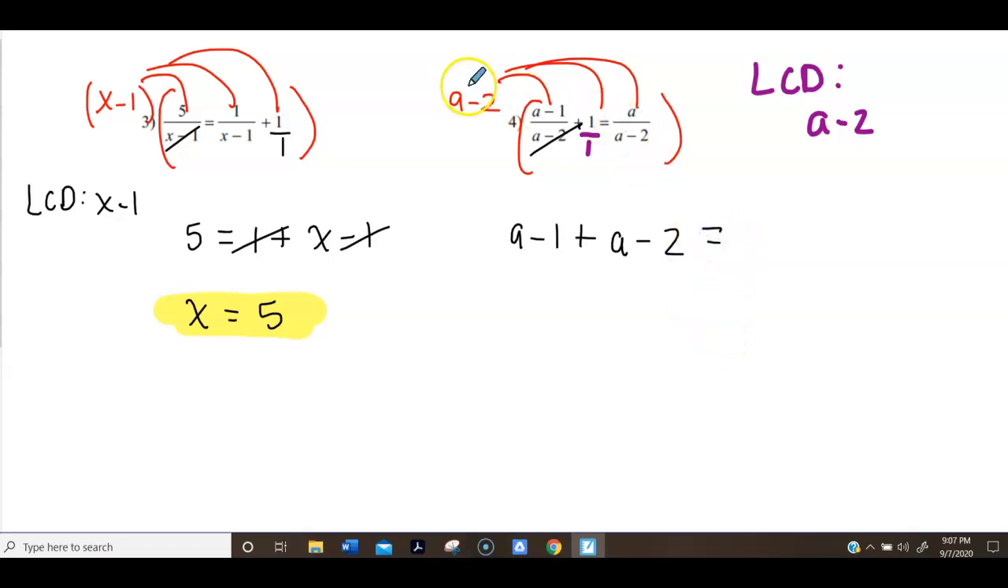Equals, a subtract 2 cancels with a subtract 2, leaving you a. Okay, so now you're just going to 1a plus 1a is 2a. Negative 1 plus negative 2 is negative 3 equals a. Subtract a over here. So a is equal to, we'll add the 3 to the right, a equals 3. By the way, don't forget to check the solutions to make sure that they don't make the denominator 0. If I plug in 3 for a, none of the denominators come out to 0, so I'm good.